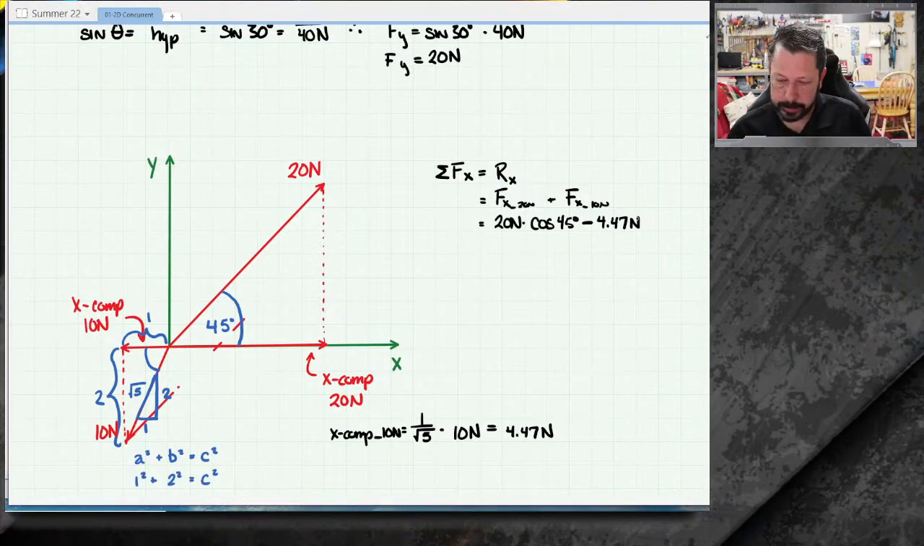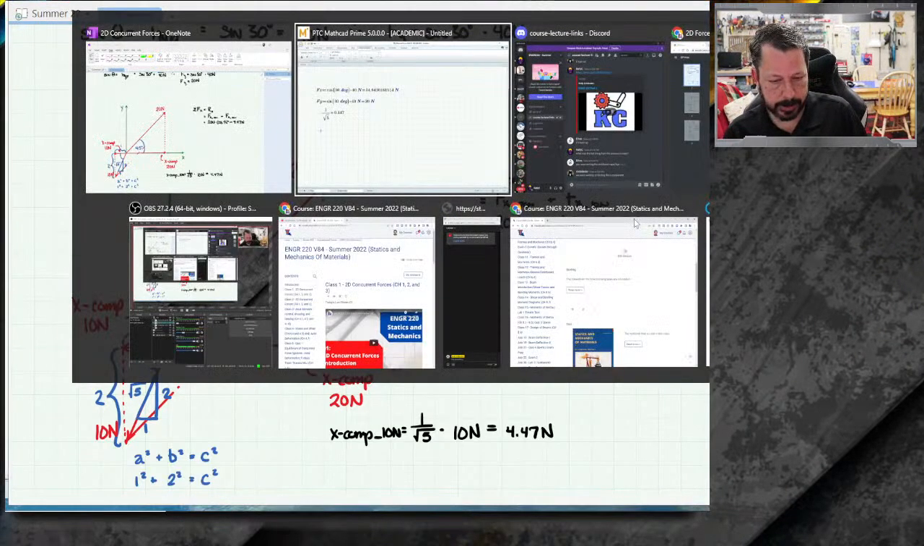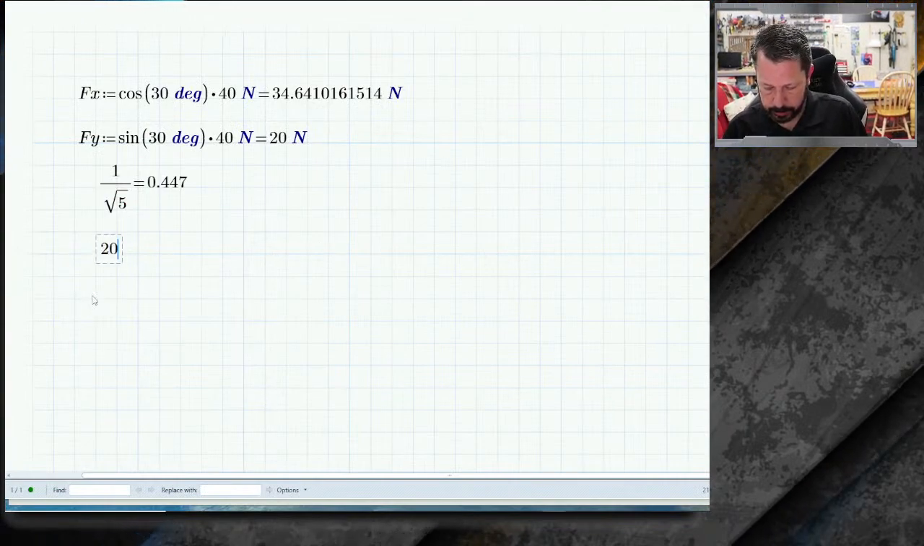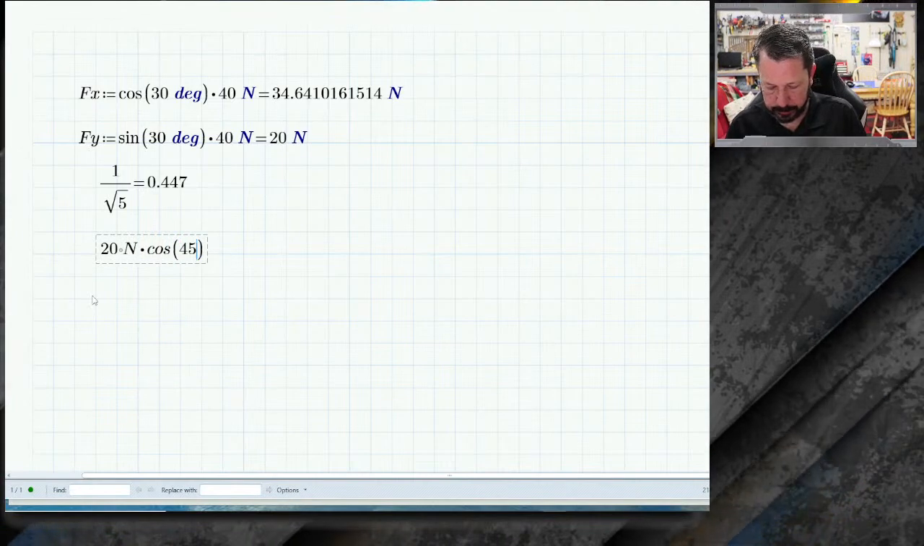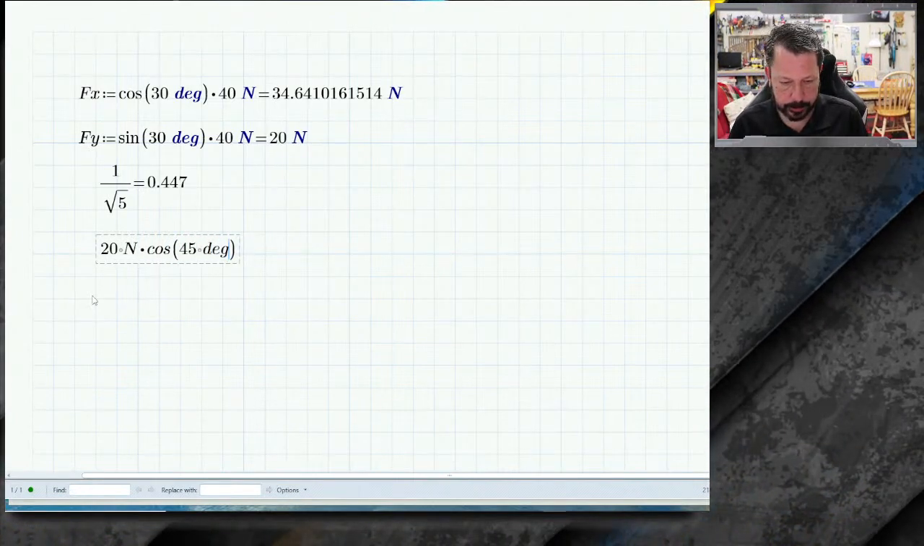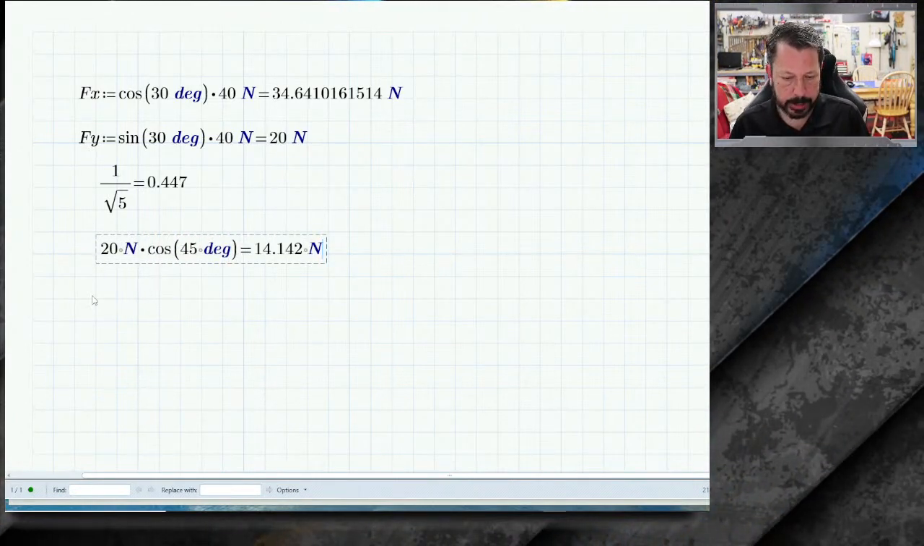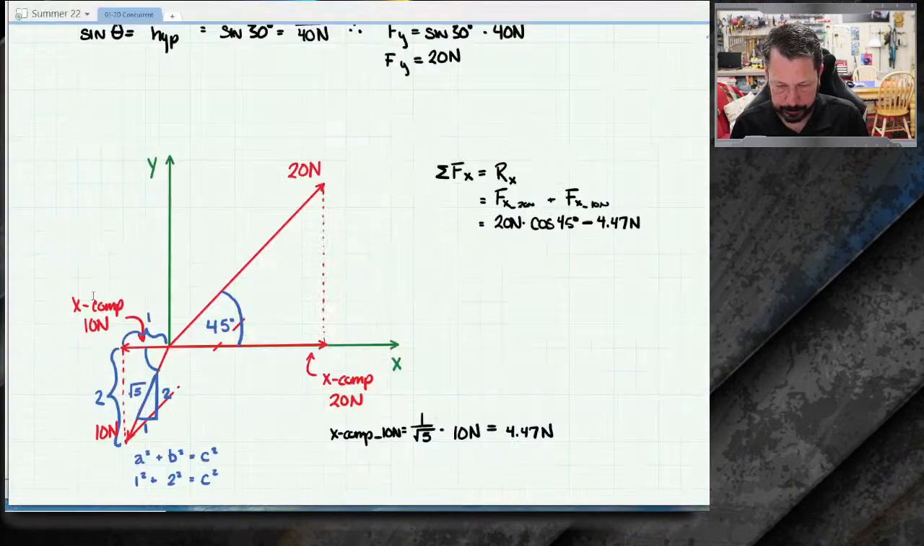I guess we never did calculate the 20 newton cosine of 45. Let's see what that equals. 20 newtons times cosine of 45. In MathCAD, we have to tell it it's degrees. 14.14 newtons.